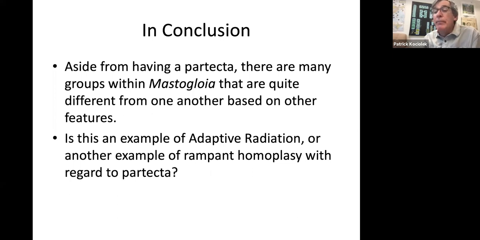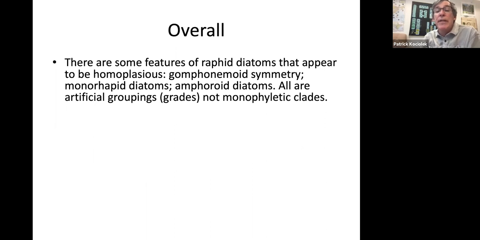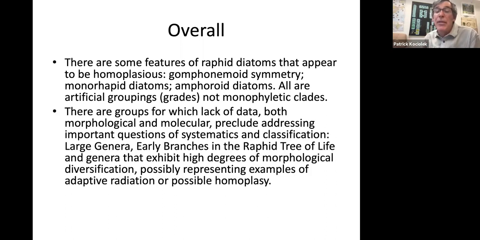I want to know. And they're really horrible to try to culture. So looking for, there's also a very few number of Mastigloias that have been evaluated with molecular data. So overall, I just want to say that in morphological features there is a lot of rampant homoplasy. We can think of them in the examples that we talked about. Sorry, I spelled monoraphid wrong there. And there's a lot of work that we continue to need to do.